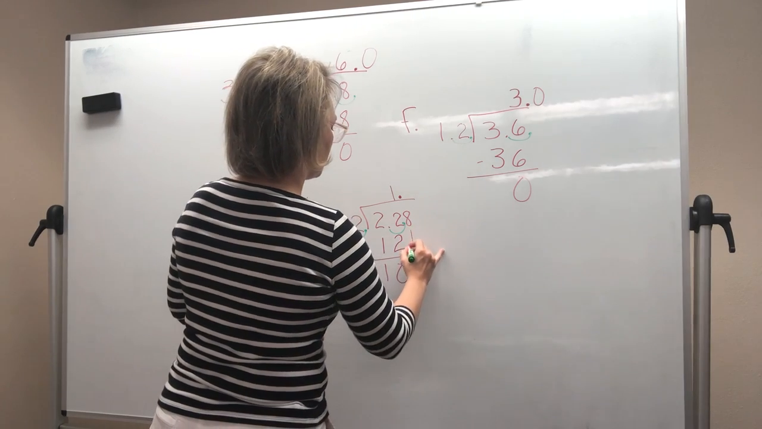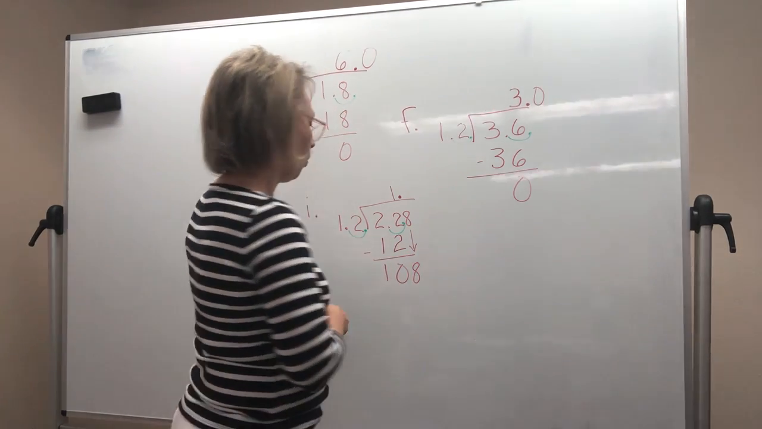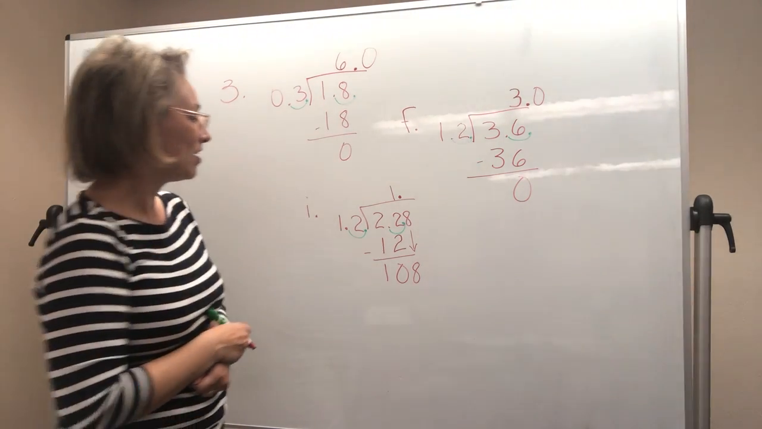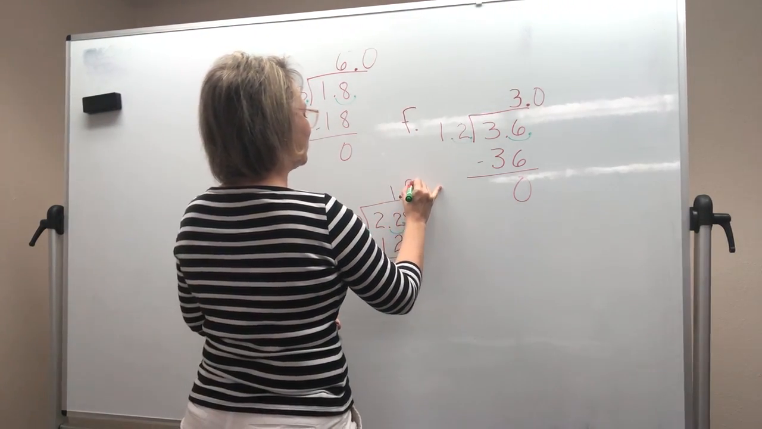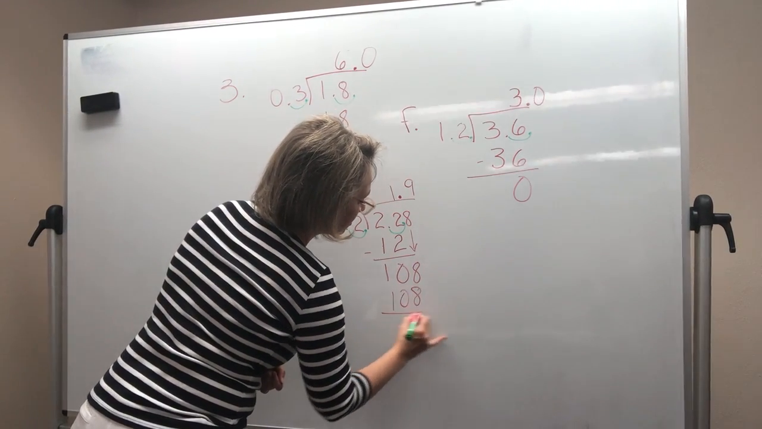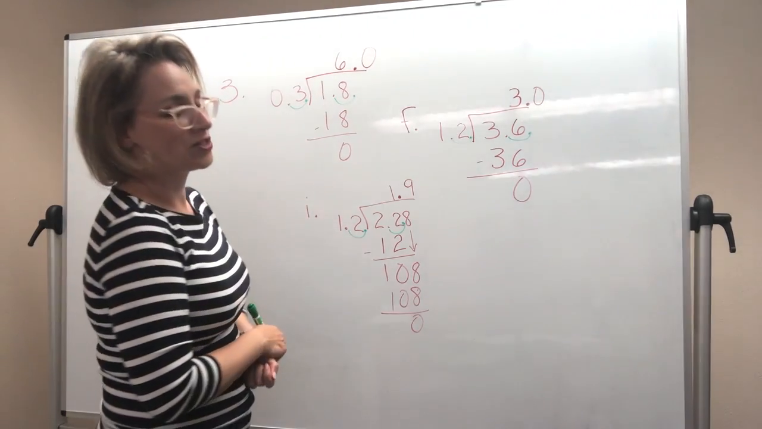Okay? Now, bring down your 8. Ooh, will 12 go into 108? It will. It will go in 9 times because 9 times 12 is 108. We have no remainder, so that problem is done.